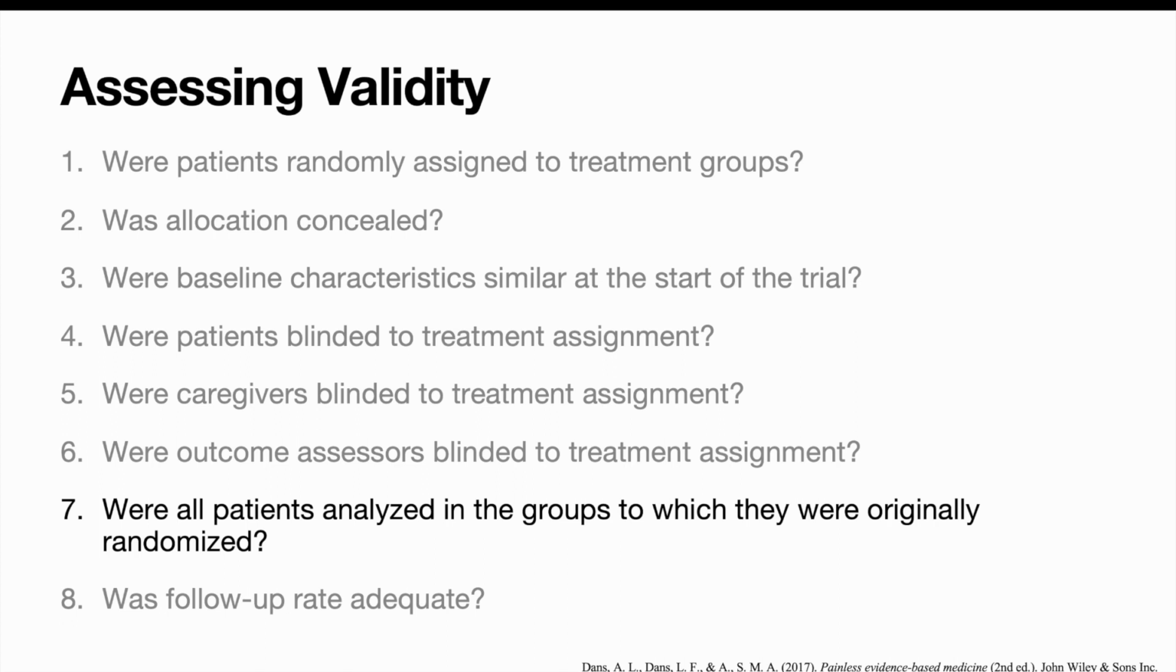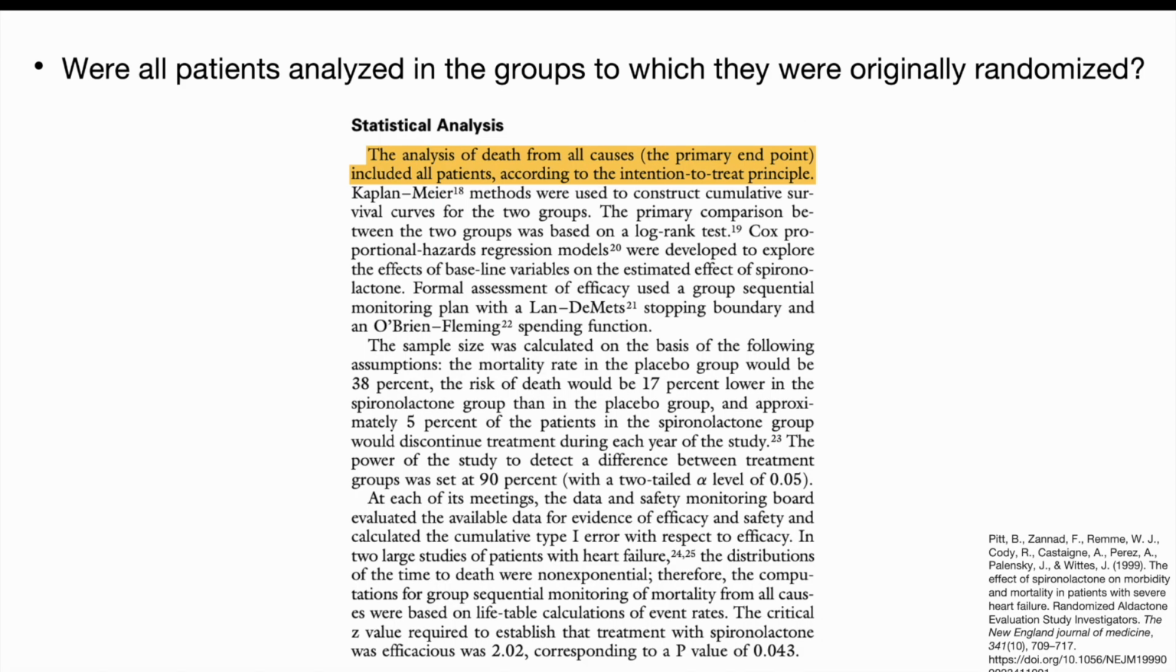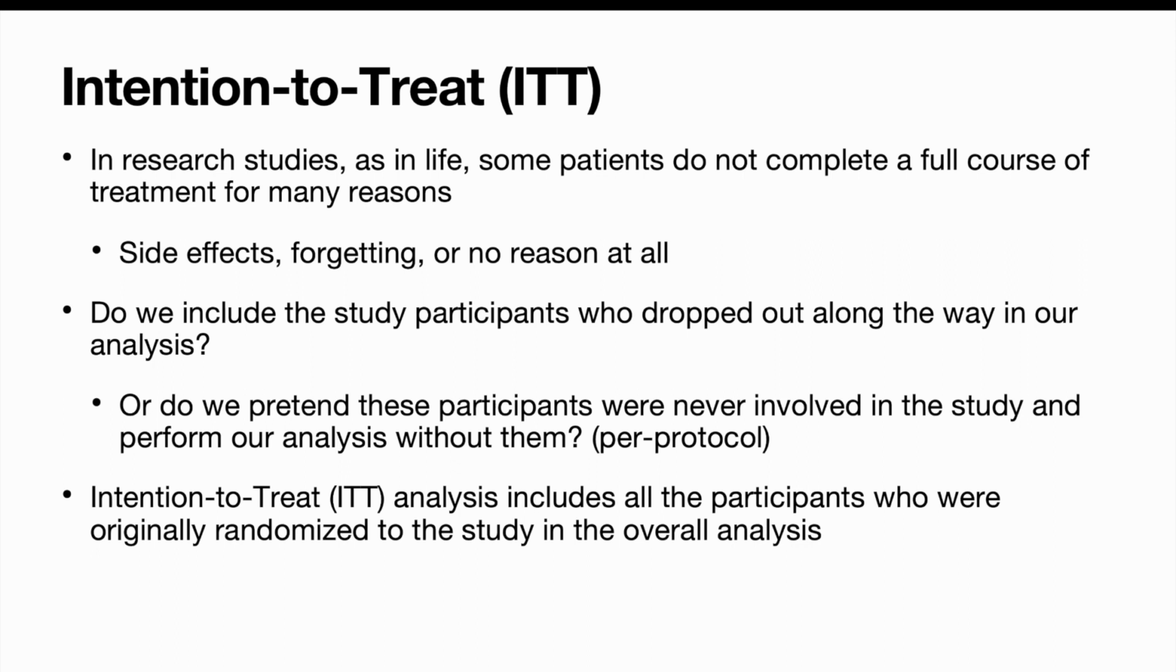Next, we ask, were all patients analyzed in the groups to which they were originally randomized? We see in the statistical analysis section that the analysis of death from all causes, which was the primary endpoint, included all patients according to the intention to treat principle. So it looks like, yes, all patients were analyzed in the groups to which they were originally randomized. Remember, we talked about intention to treat analysis and the difference between intention to treat and per protocol analysis. Intention to treat means that we include all the participants who were originally randomized in the overall analysis, whether or not they complete the full course of treatment. If we only include the people who do complete the full course of treatment, that's called a per protocol analysis.